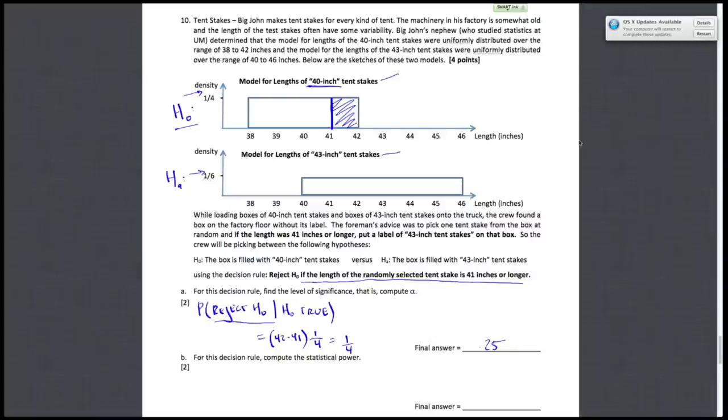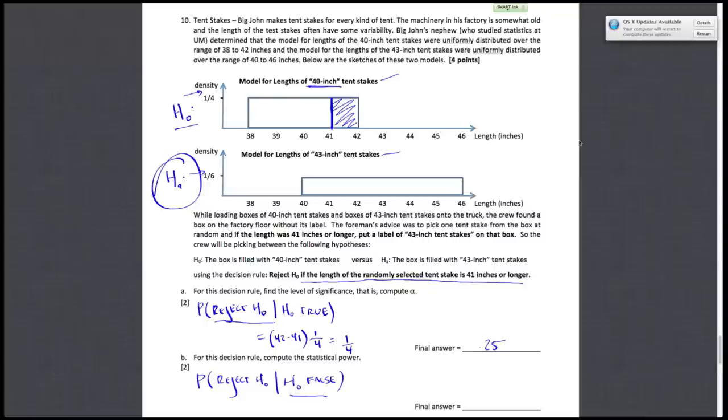Letter B says, for this decision rule, compute the statistical power. So remember that power is the probability that I'll reject H-naught given that the alternative is true, or that H-naught is false. Well, if the null hypothesis is false, then this is the distribution I should be working with, right? If the null hypothesis is false, then I'm looking at the alternative hypothesis.